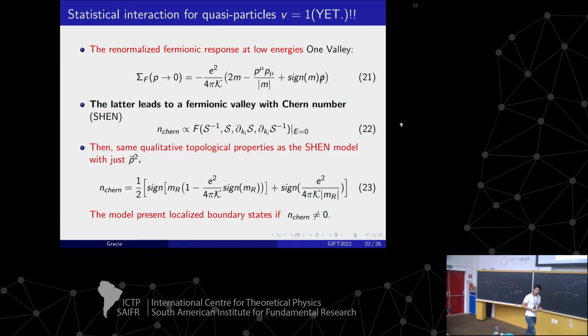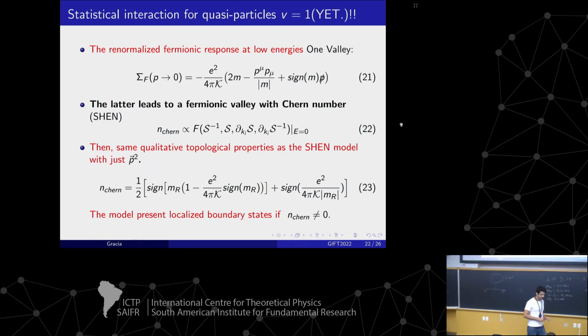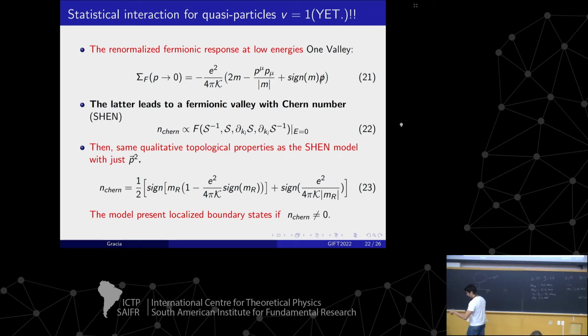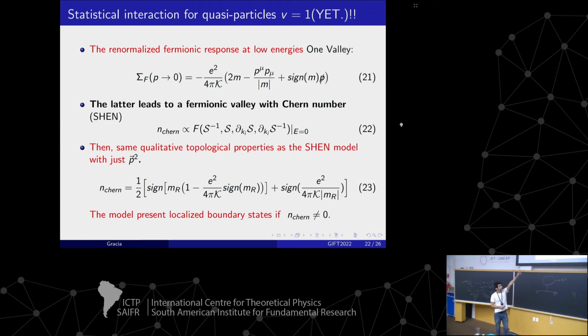The topological content of this kind of model is defined by this Chern number. The Chern number is a functional of the fermionic propagator, its spatial momentum variations in zero energy frame. It means that the Lorentzian structure and the most commonly used Euclidean one share the same qualitative topological properties. For our specific case, this Chern number is given by equation 23.